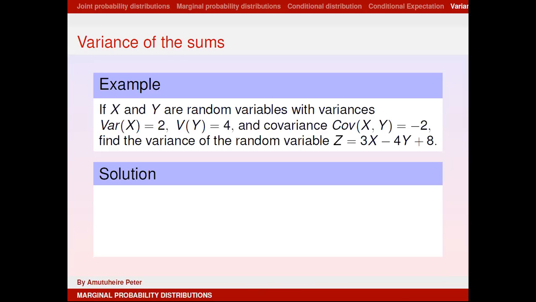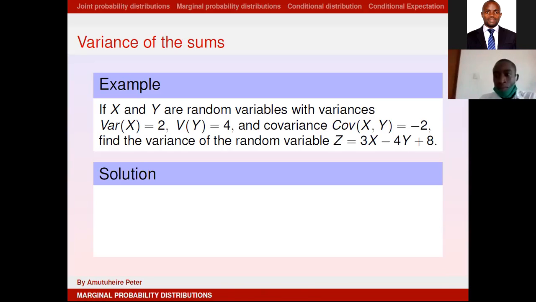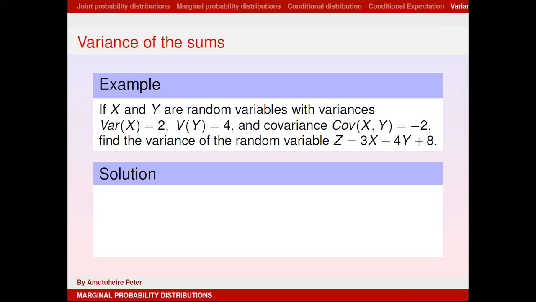Next, we look at a simple example. In this example, we have two random variables, x and y. The variance of x is 2, the variance of y is 4, and the covariance is negative 2. We want to find the variance of this random variable z, which is a linear combination of x and y.